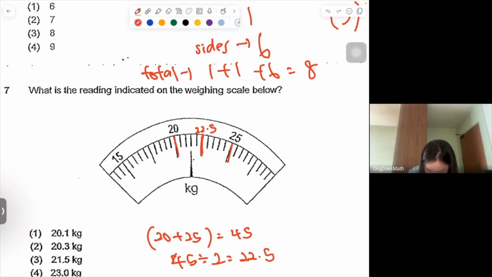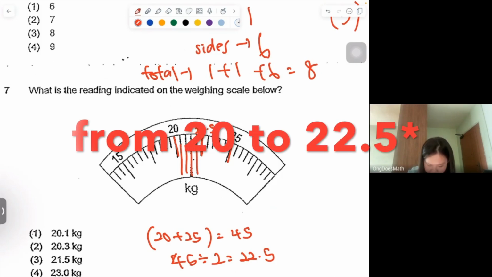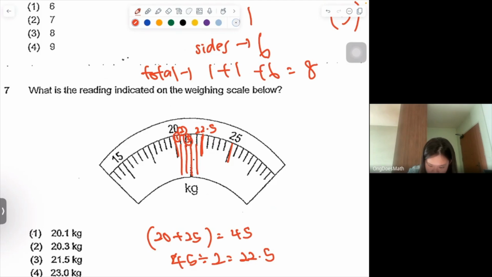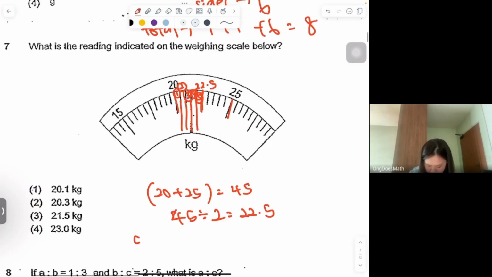Then what about each individual interval? So I'll just highlight. From 20 to 25, there are 5 intervals. 1, 2, 3, 4, 5. There are 5 intervals. The halfway mark minus the start gives you 22.5 minus 20, which is 2.5 kg.